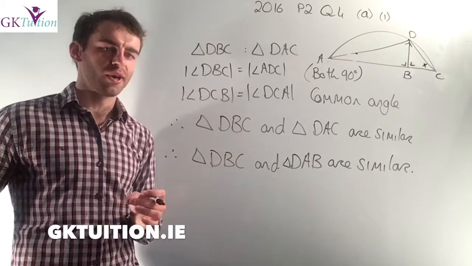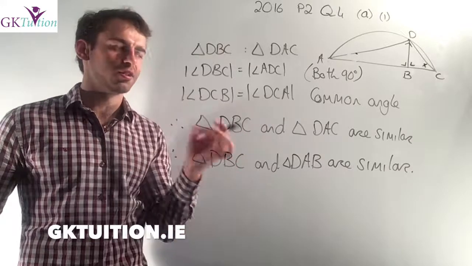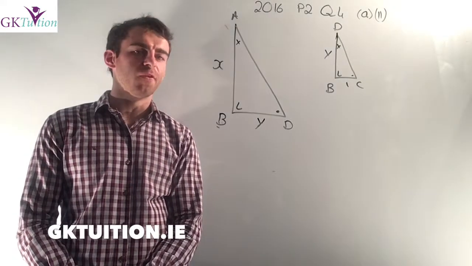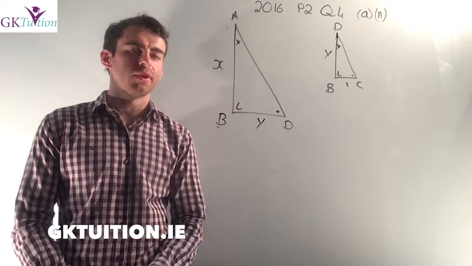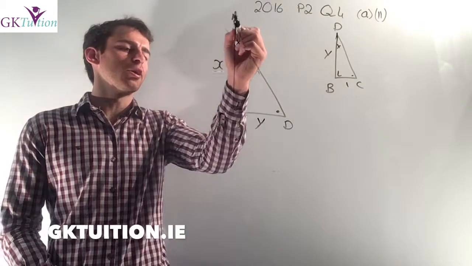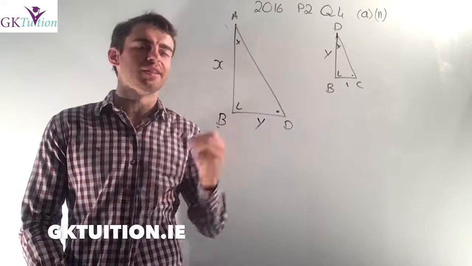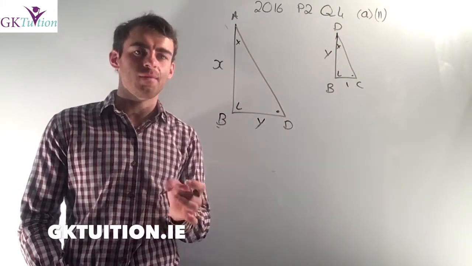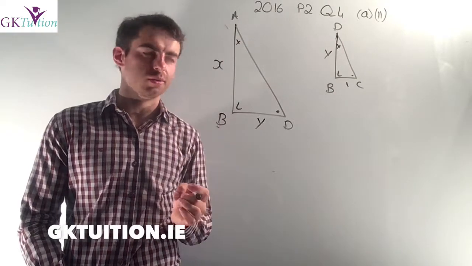So that's the first part of the question. We need to use that in order to answer part 2. Okay, so for part 2, I'm asked to find y in terms of x. We've proven that the triangle ABD and the triangle DBC are similar. In similar triangles, all the angles are the same and the sides are proportional to each other.